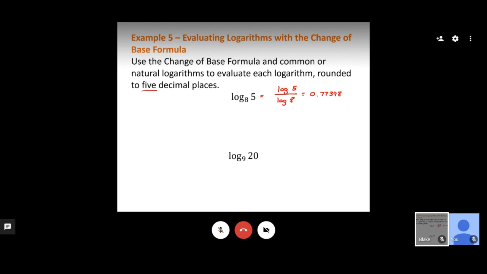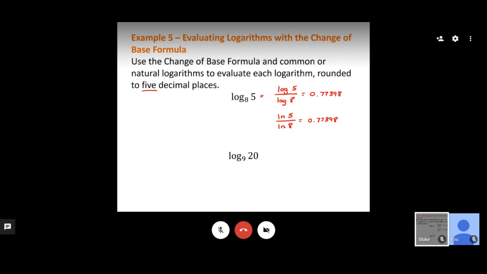Now, like I said, it doesn't matter what you change your base to. If I want to use natural logs instead, I could do natural log of 5 divided by natural log of 8. You'll see that if you put natural log of 5 divided by natural log of 8 into your calculator, it's going to give you exactly that same decimal. So that's why, with change of base, we can change it to any base we want. It doesn't matter if you use common logs or natural logs, it's still equivalent either way. Okay, so we are at time there.